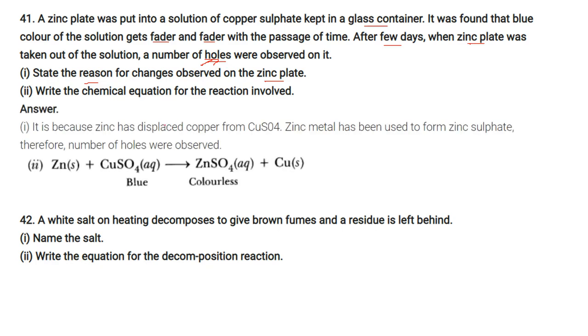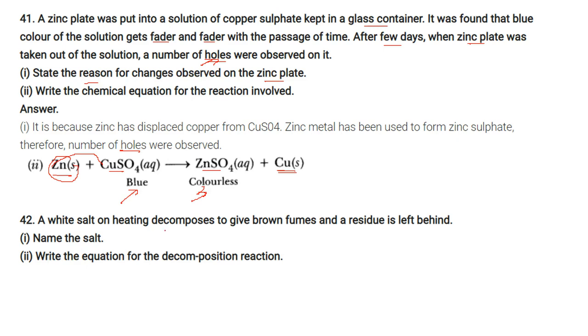Now you see the reaction is something like this. Zinc combines with copper sulfate, which is blue in color, to give zinc sulfate, which is colorless, and copper. Why is this happening? Zinc is actually replacing this copper. So you see copper is formed here, and zinc sulfate is formed. Zinc metal has been used to form zinc sulfate. So zinc is used up. That is why, because it is being used, you see a number of holes.